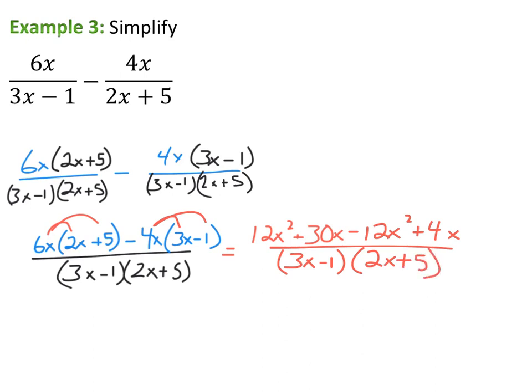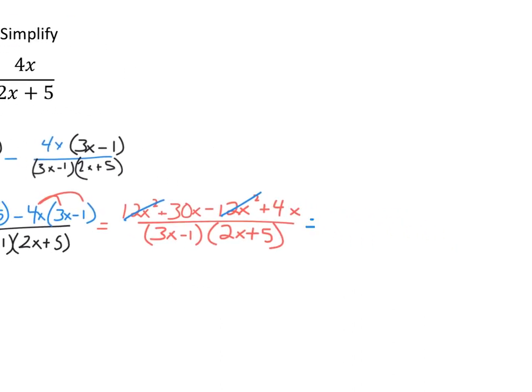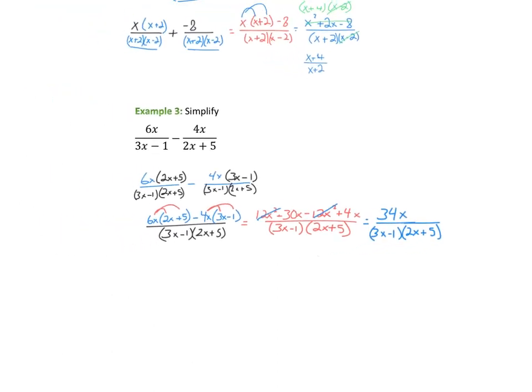Combine like terms on top. The 12x squareds cancel out. That gives me 34x over 3x minus 1 and 2x plus 5. And that's it.